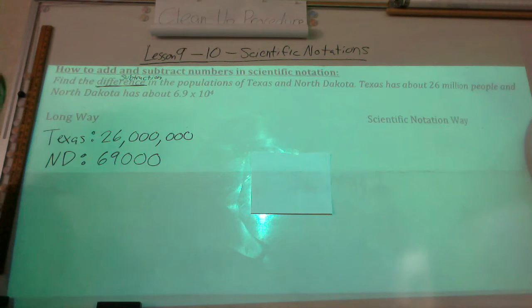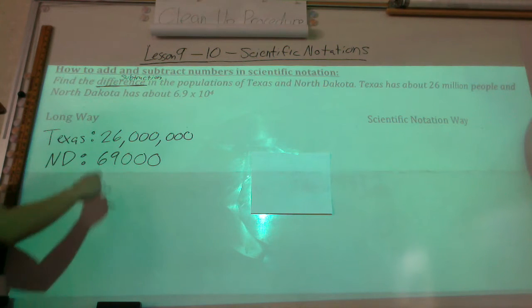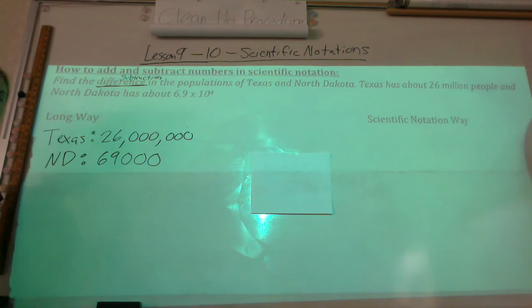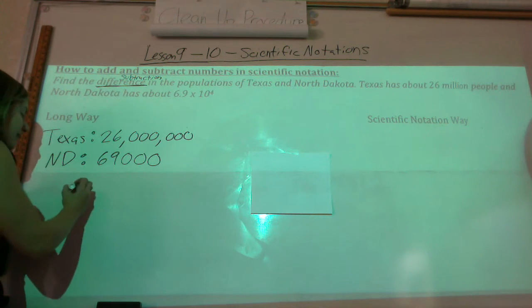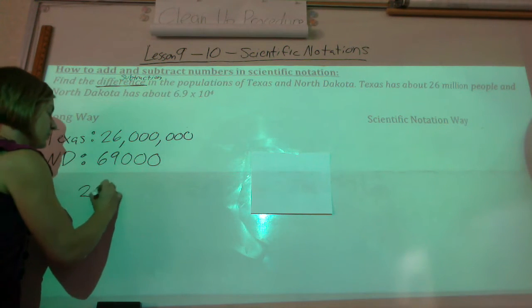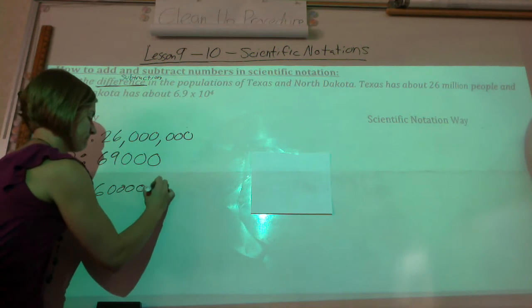So wow, that's a really big difference between Texas and North Dakota. So what's the difference between Texas and North Dakota? Well, we would just need to plug it into our calculator. Hopefully our calculator does this. So we need to subtract 26 million.